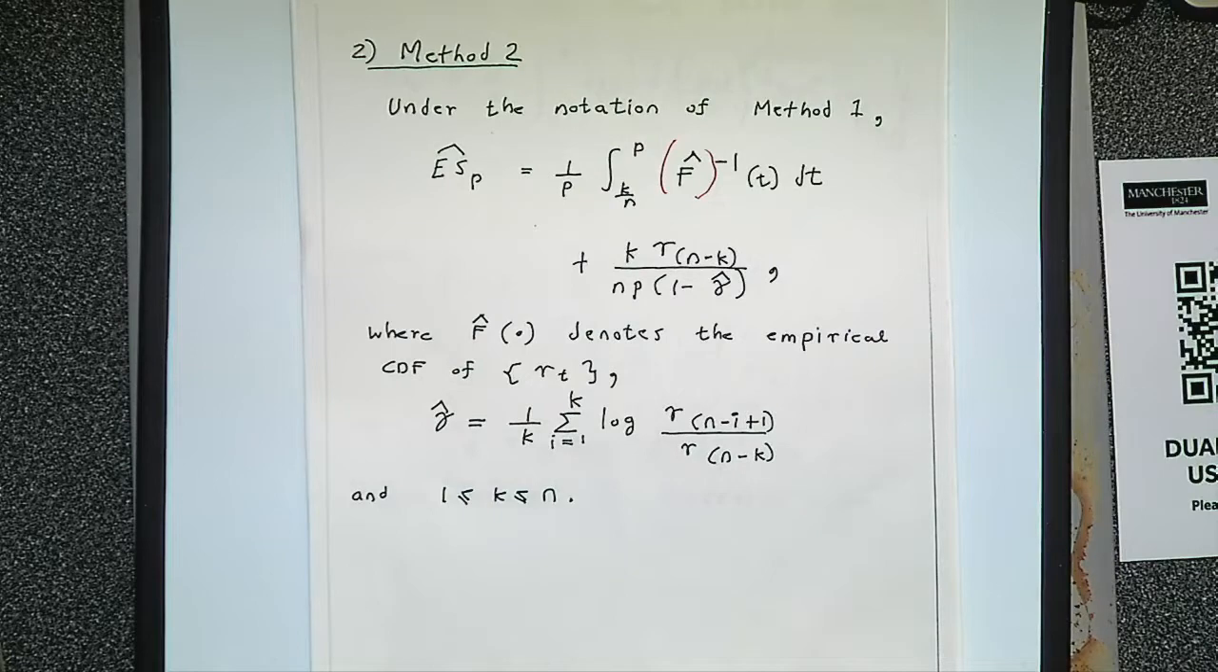Okay, guys, any questions? So those are the two semi-parametric methods for estimating expected shortfall. Any questions so far, guys? Please let me know on the Zoom. You guys have any questions?